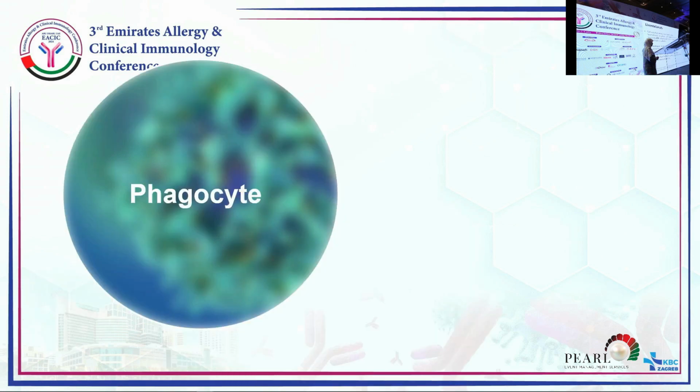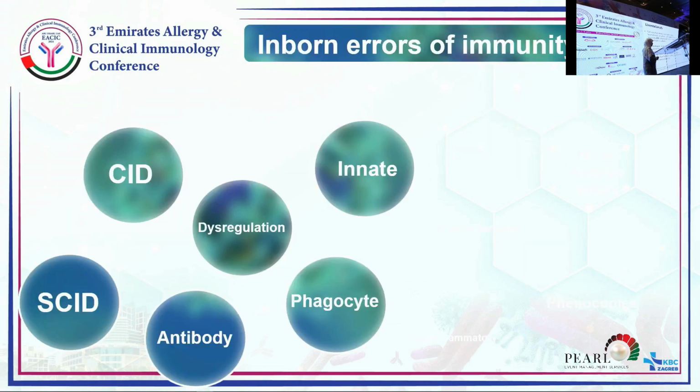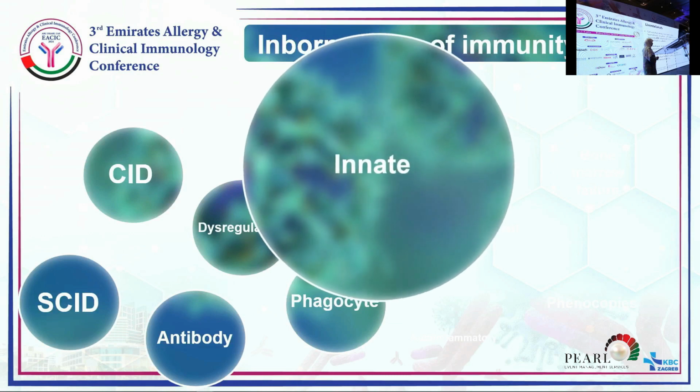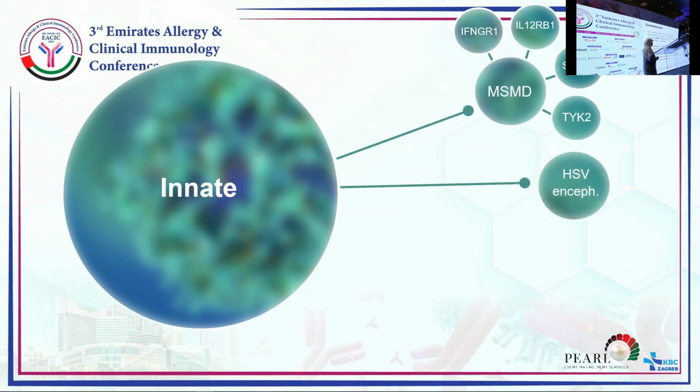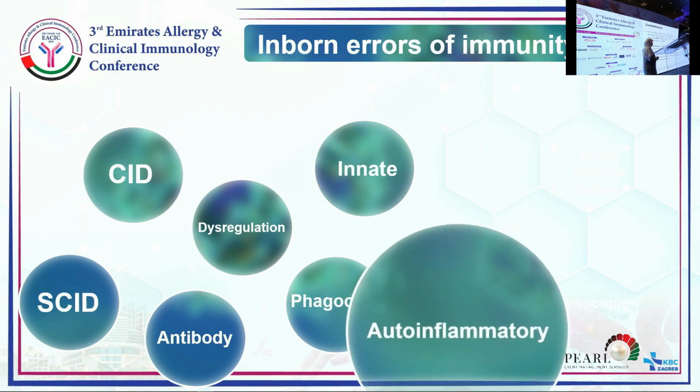Phagocytic disorders are pretty rare, but there have been adults described with GATA2 deficiency and chronic granulomatous disease that actually have somewhat functional protein, so they manifest in adulthood. Innate immune deficiencies can cause recurrent mycobacterial disease or severe virus infections or invasive fungal infections as well. And these are the mutations that have been found in adult onset innate immunity disorders.